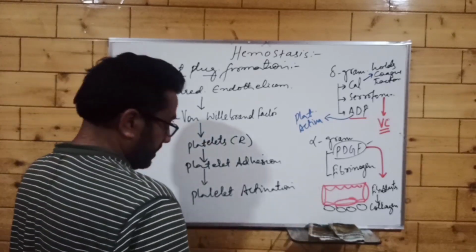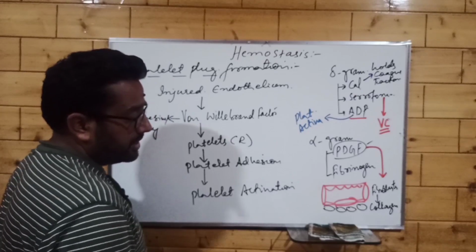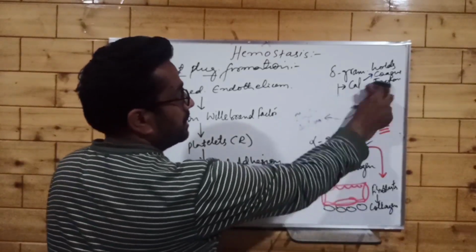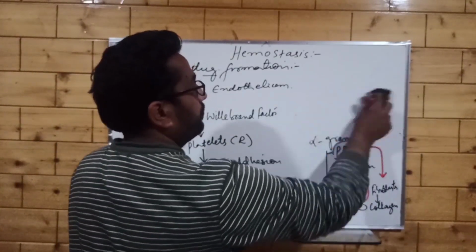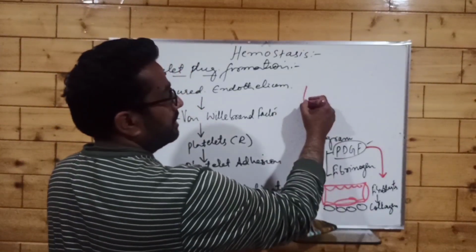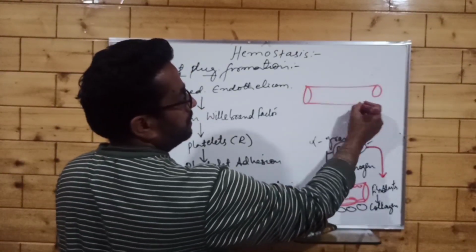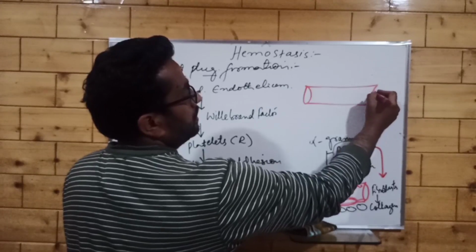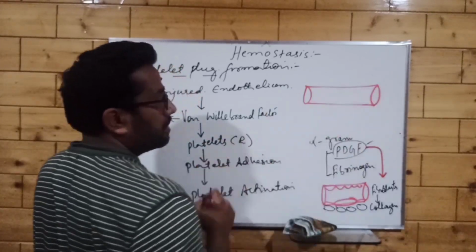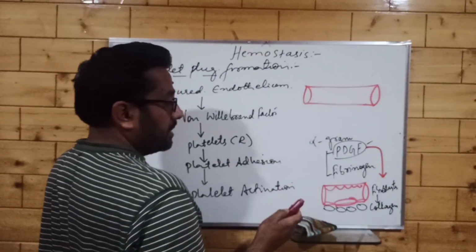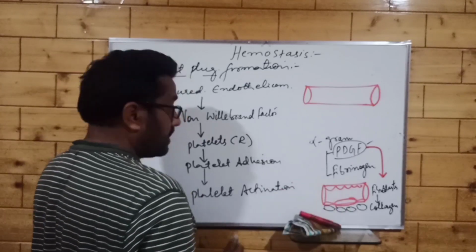So let me repeat it here again. We'll tell you again what is basically happening here. See, son, it's a blood vessel here, say for example, and say these are the cells here.